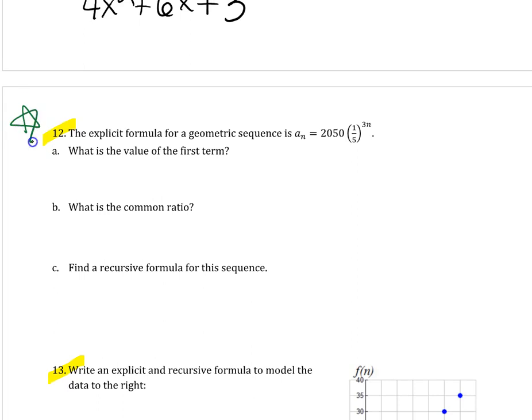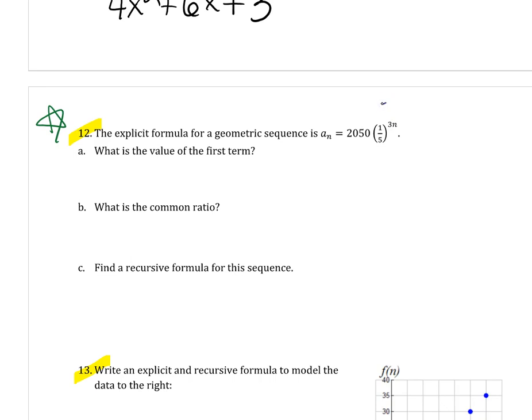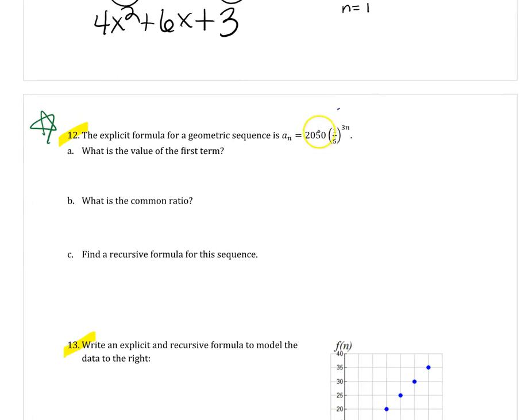Now this one is one that students love to get wrong. Okay? It says the explicit formula of a geometric sequence is given. What's the first term? Don't write 2050. This is not the explicit form that's on your reference sheet where the first term's a sub 1. This is not a sub n equals a sub 1 times r to the n minus 1. So that is not your answer for the first term. You know how you find out the first term? Just plug in 1.